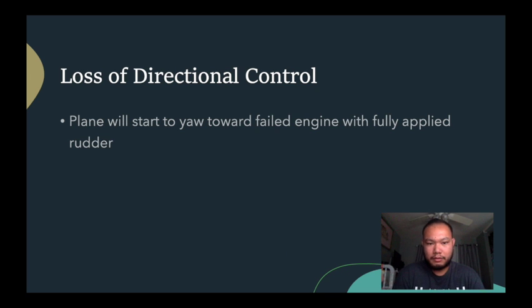A loss of directional control. At some point in time in the VMC demo, the plane will start to lose directional control, which means you'll have full right rudder or full left rudder applied, and the plane will start to yaw to the failed engine side.